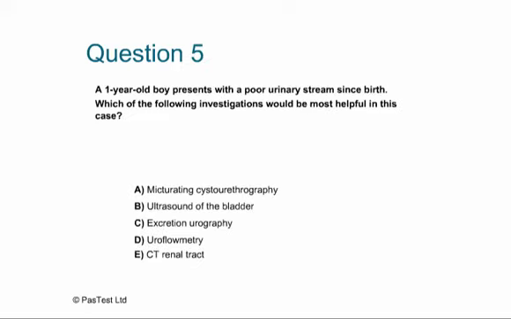Question 5. A 1-year-old boy presents with a poor urinary stream since birth. Which of the following investigations would be most helpful in this case? So this is a best of 5. The responses are A, MCUG, micturating cysto urethrogram, B, ultrasound of the bladder, C, excretion urography, D, uroflowmetry, or E, a CT scan of the renal tract.